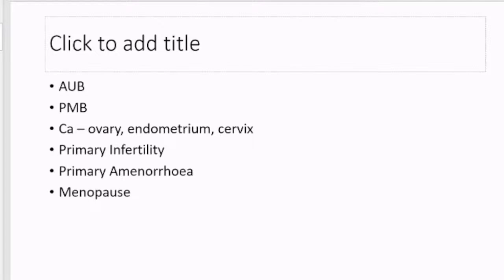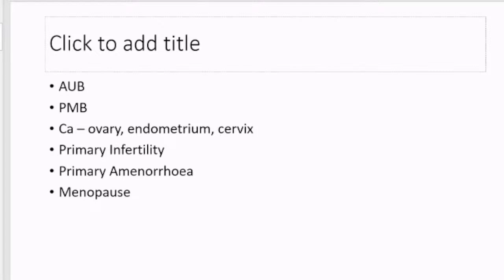So you can go as per the PALM-COEIN classification, and in a systematic way you can take the history. Similarly, your examination also. Whenever you're examining, apart from the general examination, you will talk about pallor, you will talk about thyroid dysfunction, because of coagulopathy, ovulatory dysfunction, endocrine, endometrial problems, iatrogenic problems. You also have to ask whether she's been taking tablets irregularly.